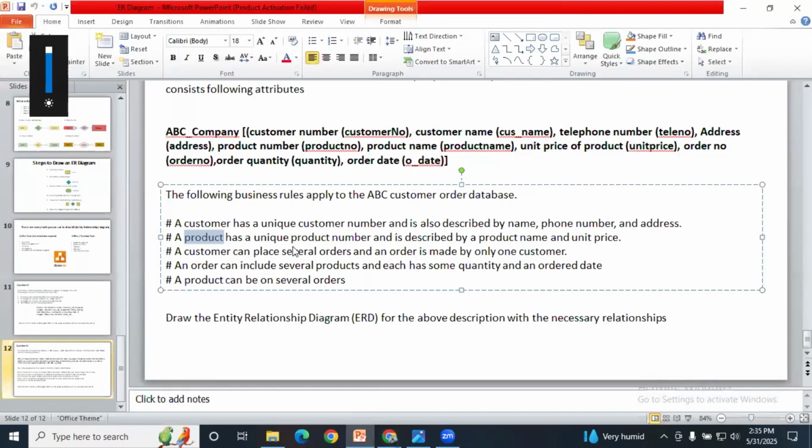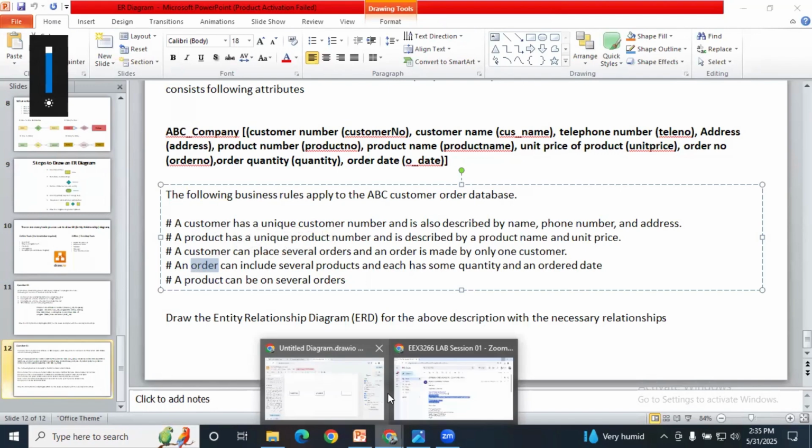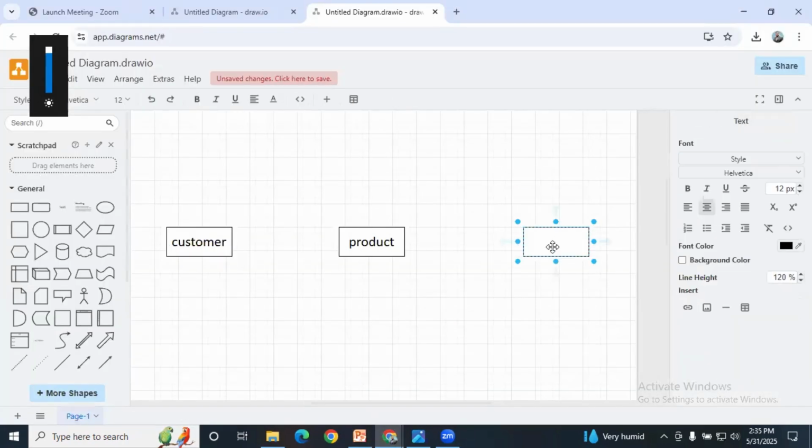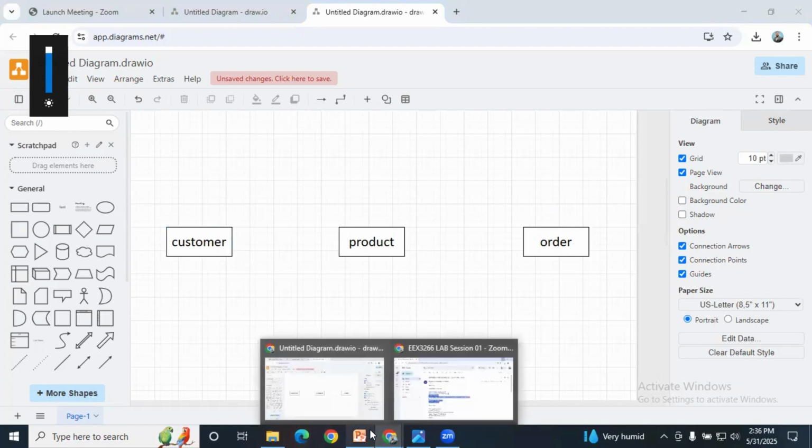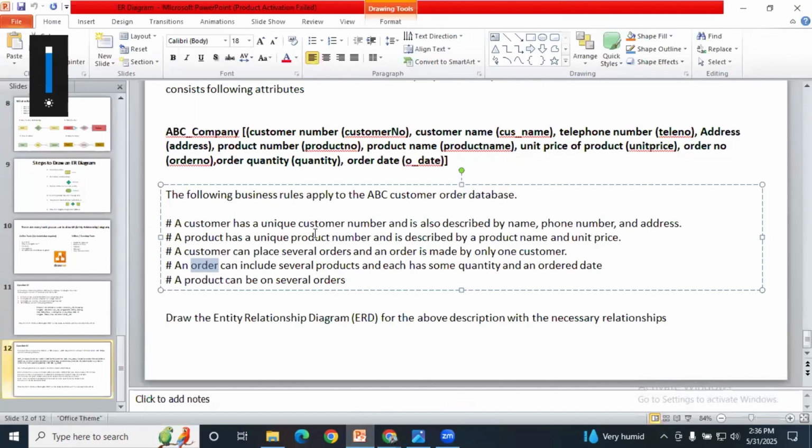Product. What is the next thing, order. So what is the next step? You want to identify the relationships between the entities. In here they are saying a customer has a name. The customer can place several orders, and an order is made by only one customer. So the relationship is between customer and orders.